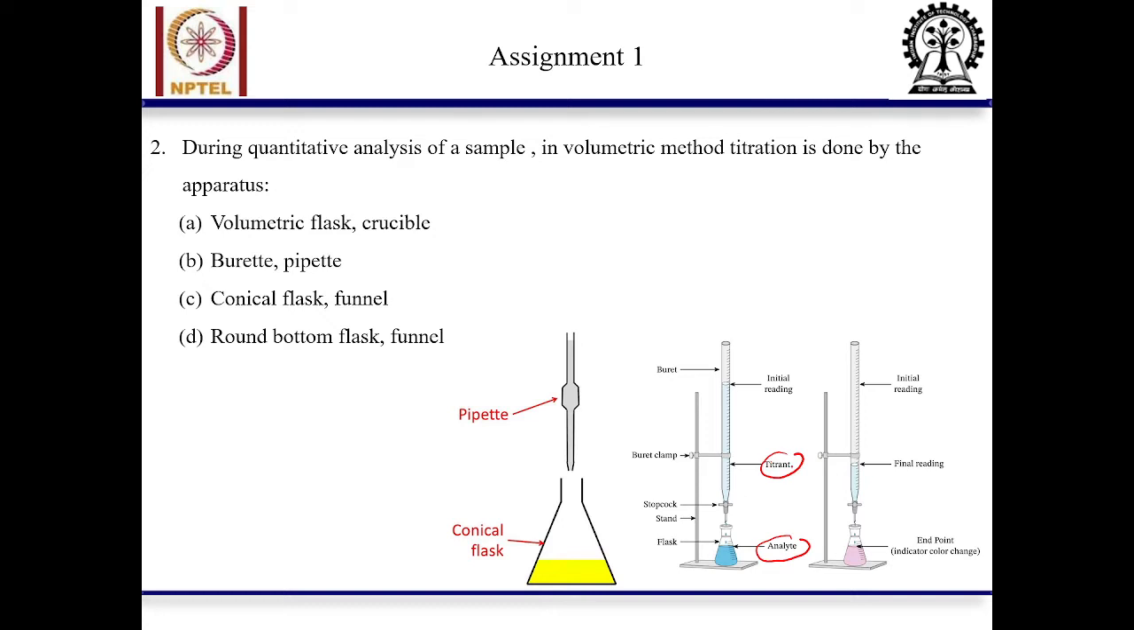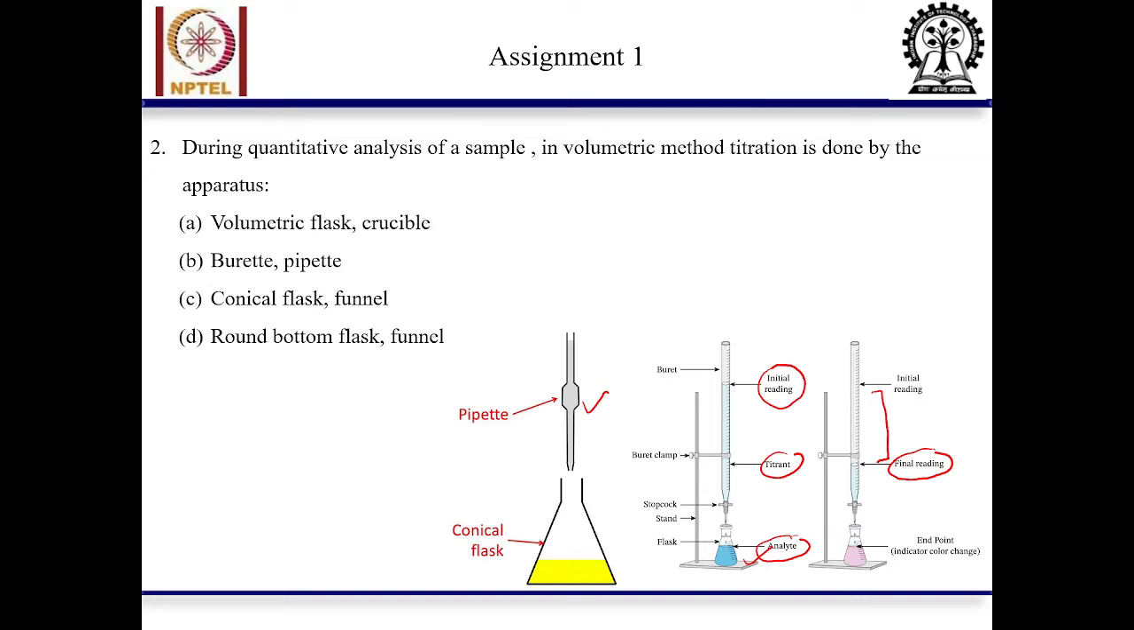The titrant we take in the burette, and we take a known volume of the analyte through a pipette into a conical flask. Then we start the titration. We mark the initial reading and the final reading. Whatever volume is consumed is equivalent to the analyte present in the conical flask. By this way we can find out the quantity of the sample in the analyte.